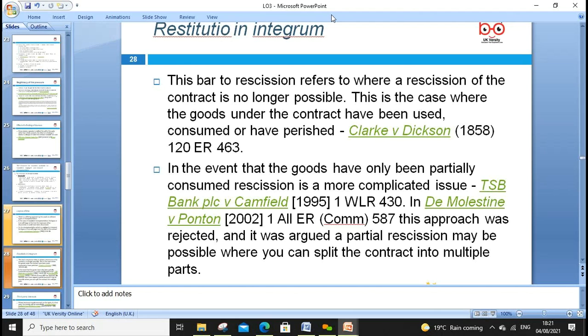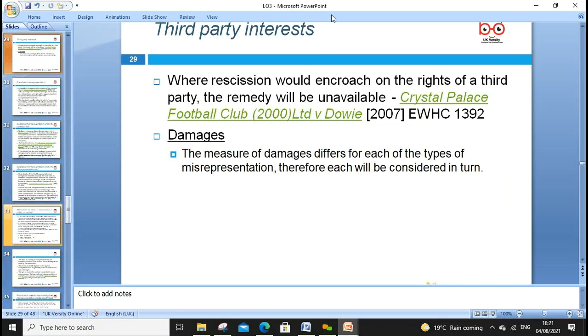Next, impossibility of restitution. The bar to rescission refers to rescission where the contract can no longer be restored. Yes, the contract can't be voided. We can't really deliver the goods. We said we would, but actually we promised it. Third party interests may also bar it, where rescission would impinge on the rights of the third party, so the remedy is unavailable.